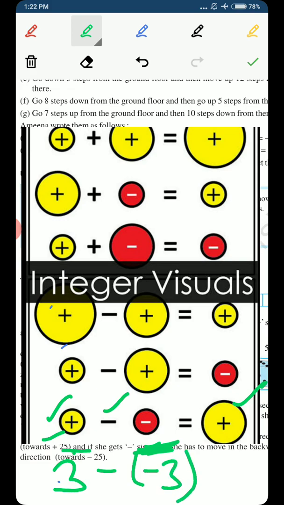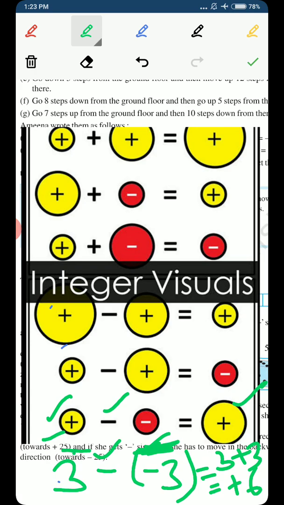So what will happen in this case? When we have a plus and a minus sign, then we subtract them, but when we have a minus and a minus sign, then we will add them, because two negatives are equal to a positive. So it will become 3 plus 3. So the answer will be plus 6.